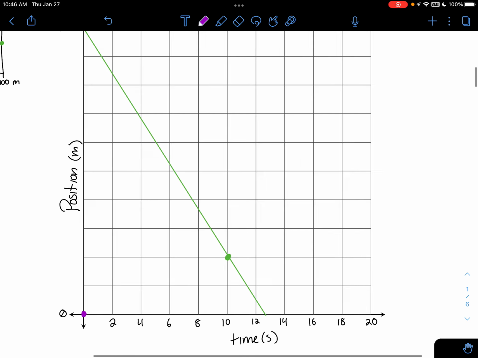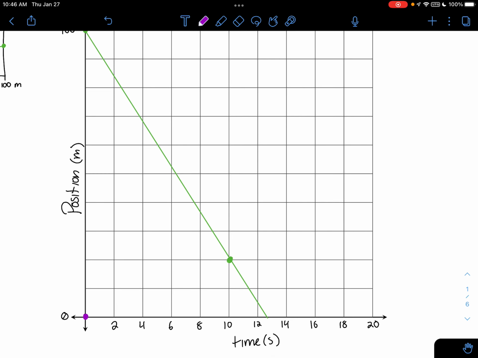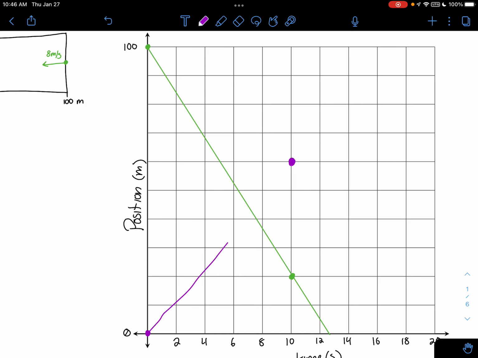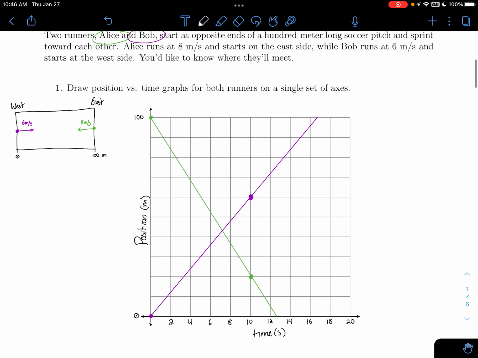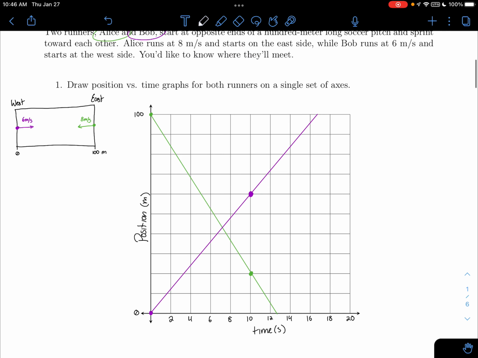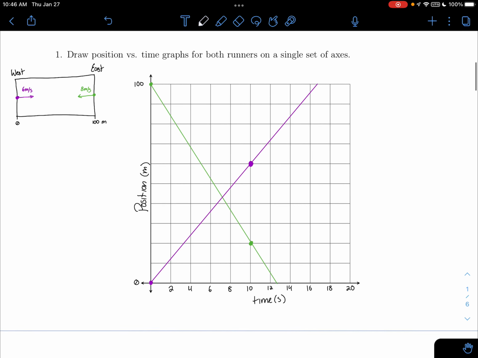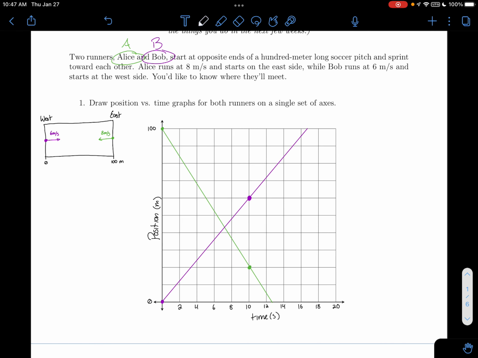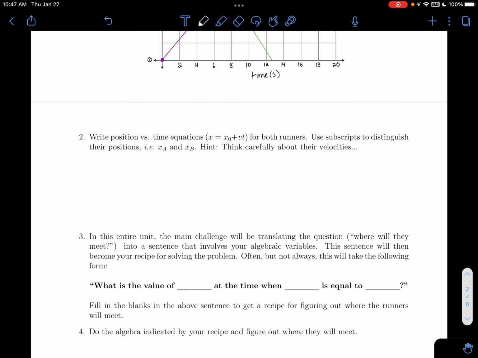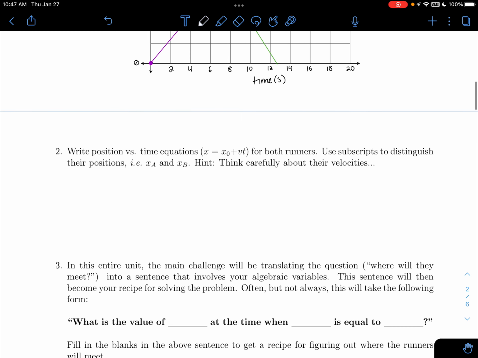That means after 10 seconds, he's going to go 60 meters, and that's going to be our straight line for Bob, going through there. All right, there's our position versus time graph for both runners on a single set of axes. Remember we said green was Alice and purple was Bob. Wonderful. Now we have to write our position versus time equations for both runners.